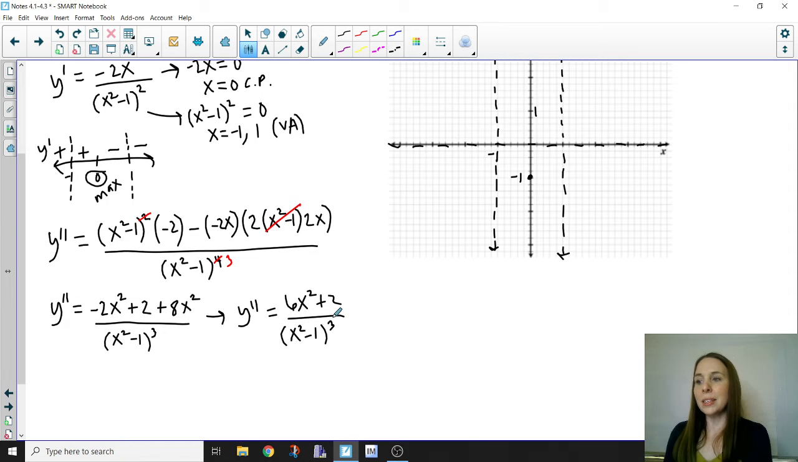Now, why did I do all of that? Well, I did all of that because I'd like to use the concavity test to determine the concavity and determine if there are points of inflection.